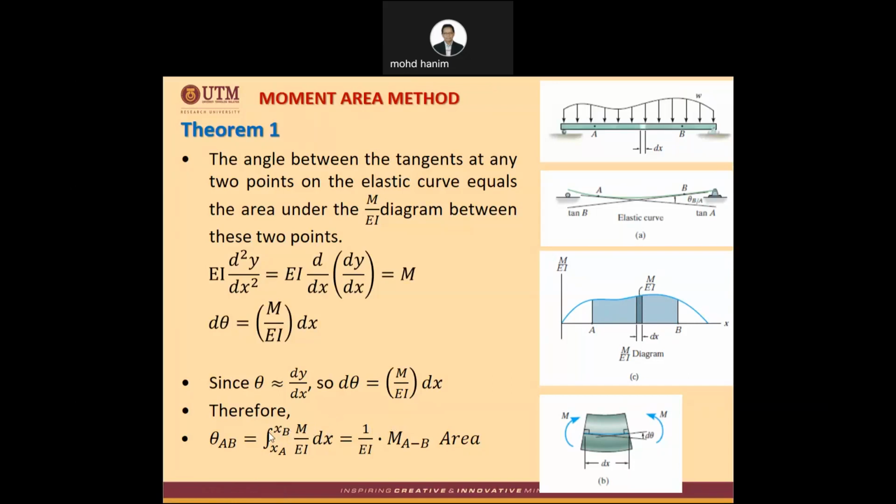So what is the integration here? It is the area between A to B. Okay. Now, why is it not appearing here? As I mentioned just now, if we know the relationship between x and M over EI, then we can just use numerical integration.